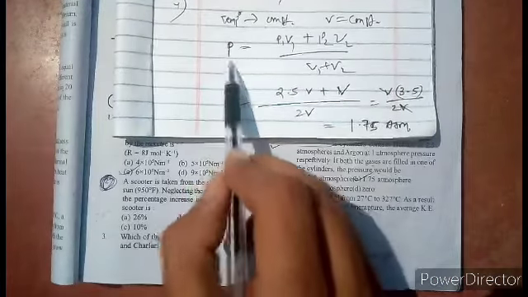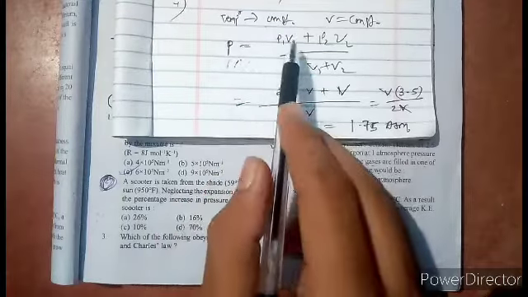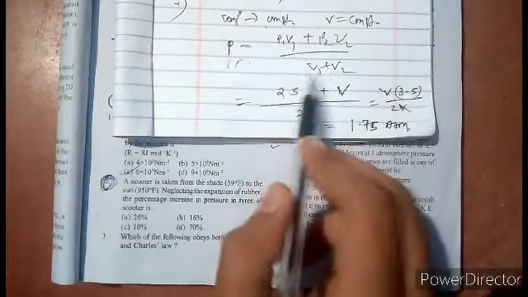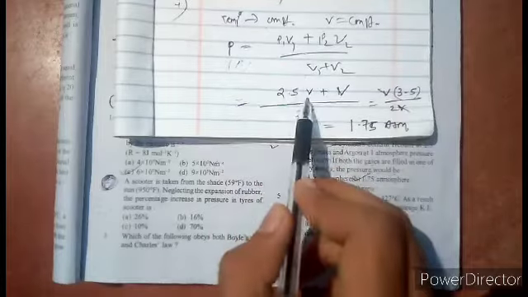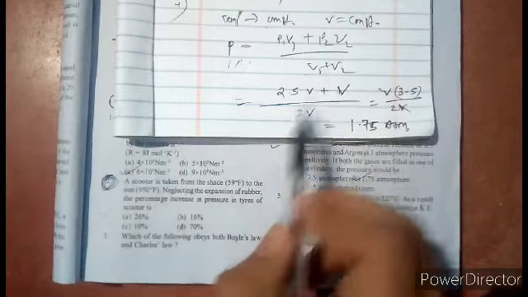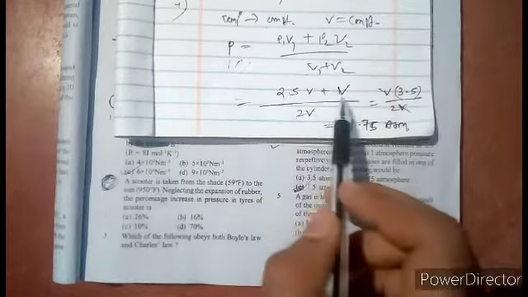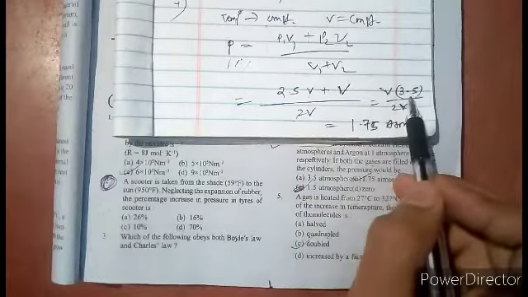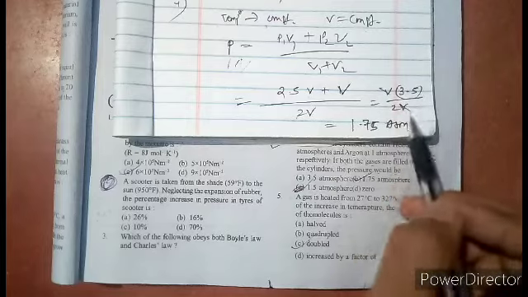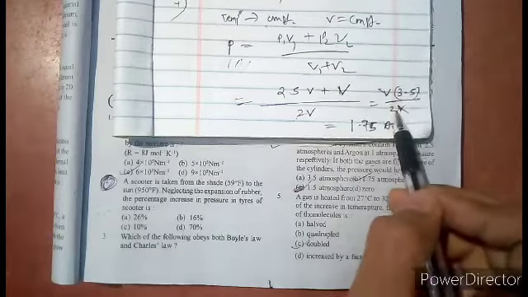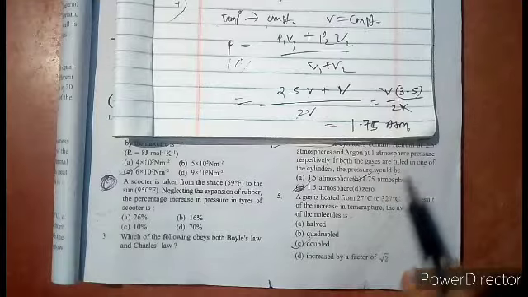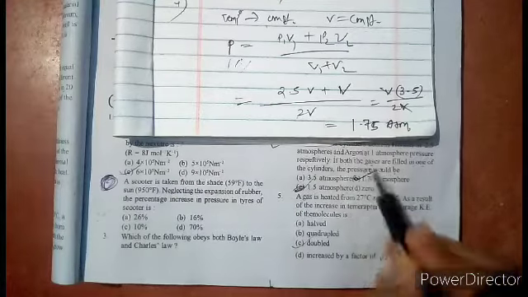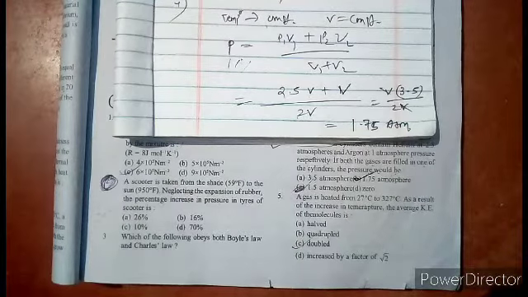So P mix is equal to (P1 V1 plus P2 V2) upon (V1 plus V2). Volume constant, so (P1 V plus P2 V) by (V1 plus V2), which is 2V. P1 is 2.5 and P2 is 1. V taken common, V into 3.5 by 2V, V cancels out, then 3.5 by 2, that is 1.75 atm is the answer. Then come to the fifth question.